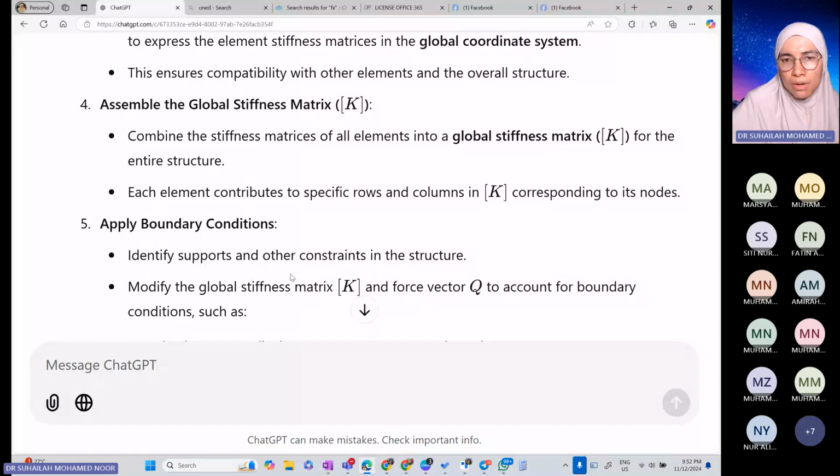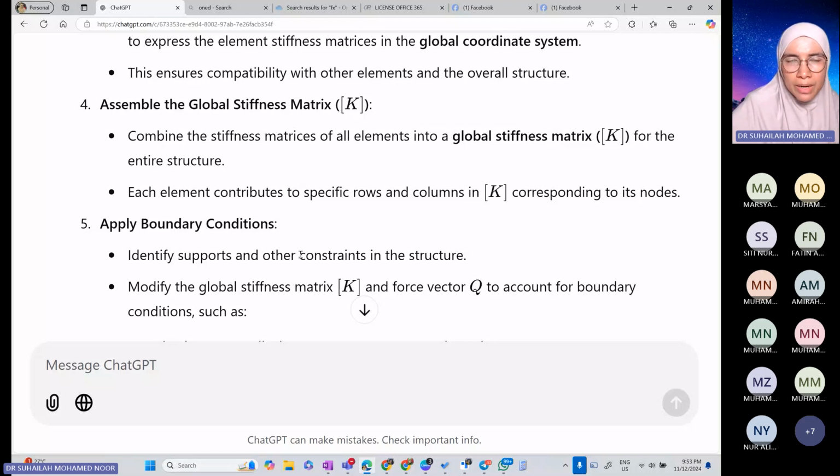Constraint juga means support. So kalau disebut constraint tu, what is constraint? Constraint refers to support. Sebab constraint means no displacement. Constraint means no movement. No movement merujuk kepada support.